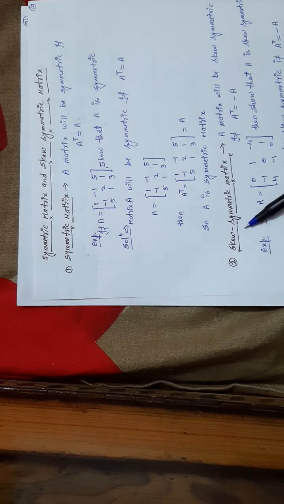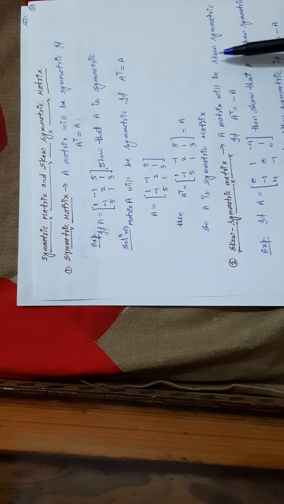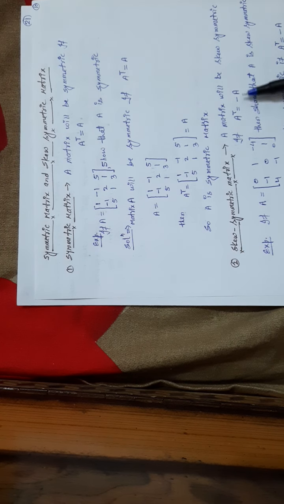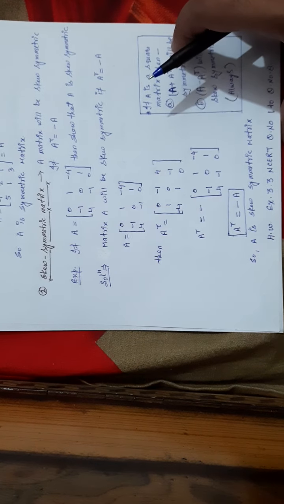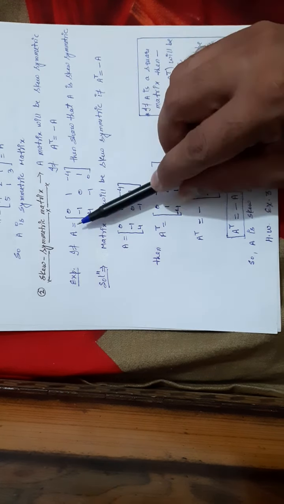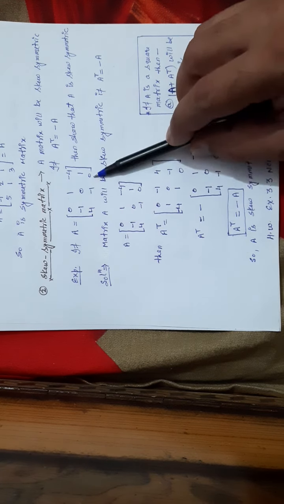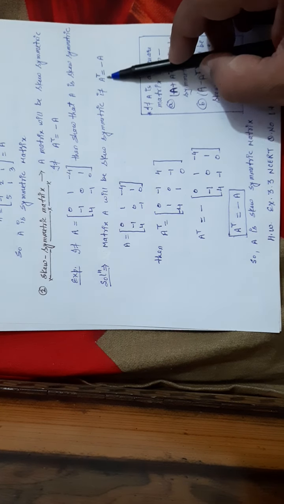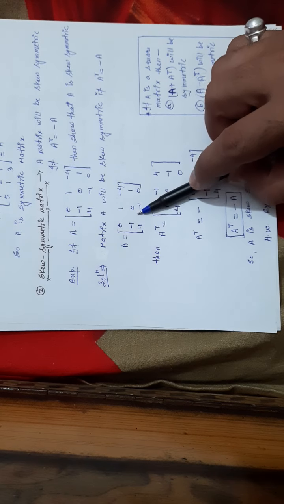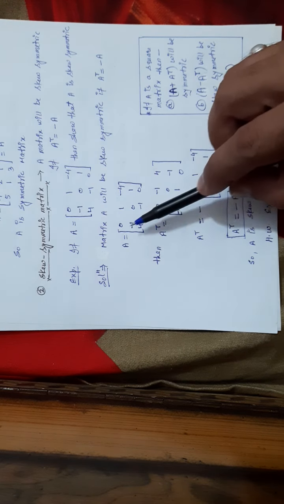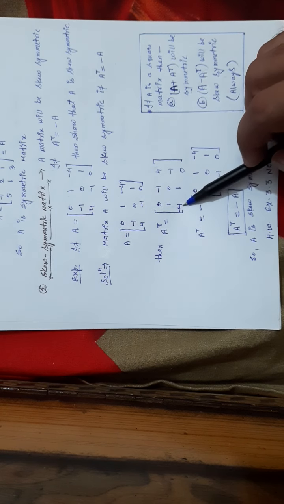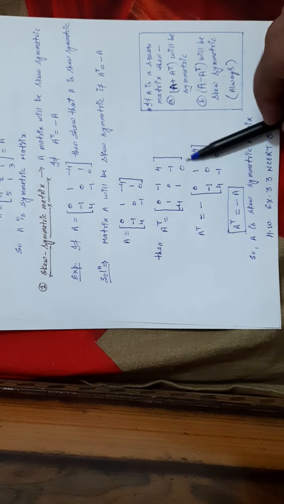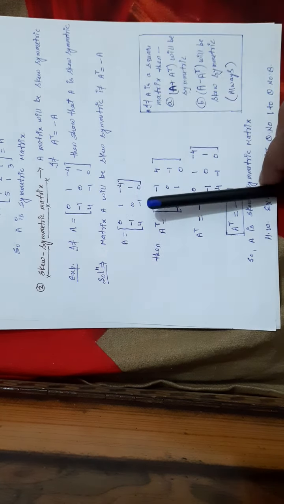Second topic, skew symmetric matrix. A matrix will be a skew symmetric matrix if A dash equals minus A or A T equals minus A. For example, if matrix A is given and we have to show that matrix A is skew symmetric, for it we have to prove that A T equals minus A. So matrix A is given and we will find the transpose of this given matrix. 0, 1, minus 4; minus 1, 0, 1; 4, minus 1, 0. So rows are to be converted into columns.